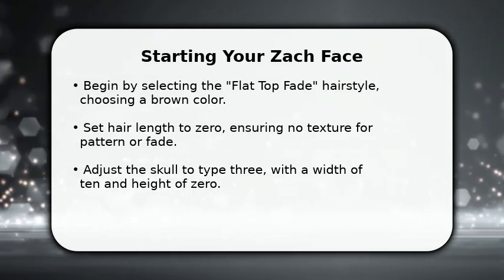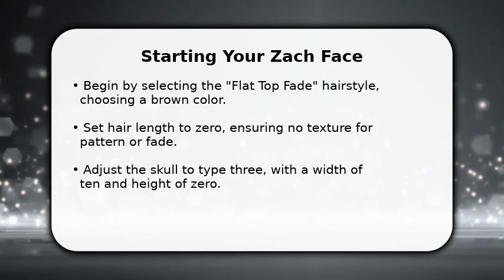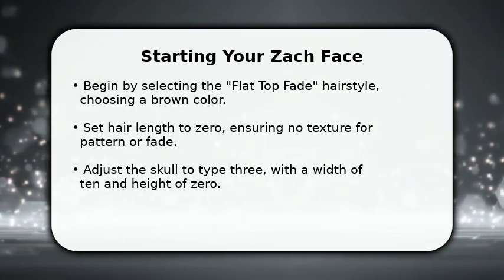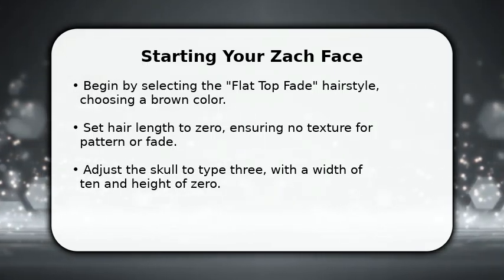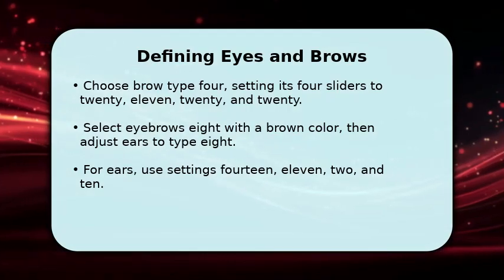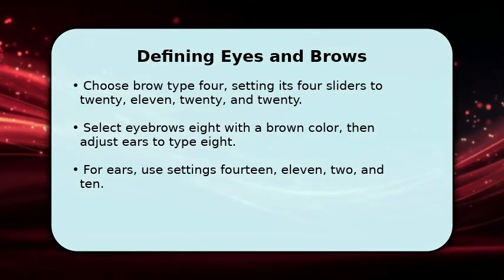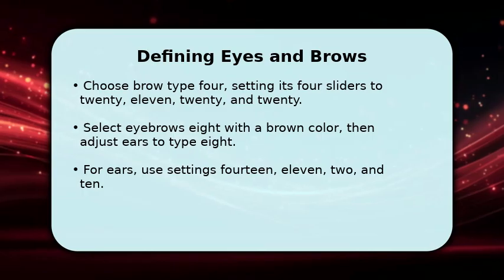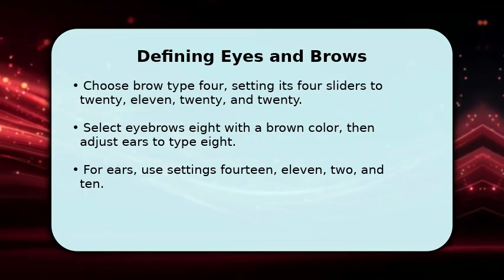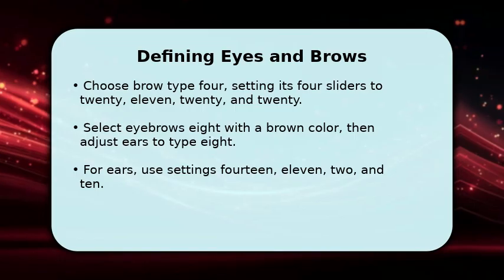Next, move to the skull settings, selecting skull type 3. Set the skull width to 10 and the skull height to 0 for the base shape. Moving on to the brow, select brow type 4. You'll then adjust its 4 sliders to 20, 11, 20, and 20 respectively. For the eyebrows, choose style 8 and a brown color.